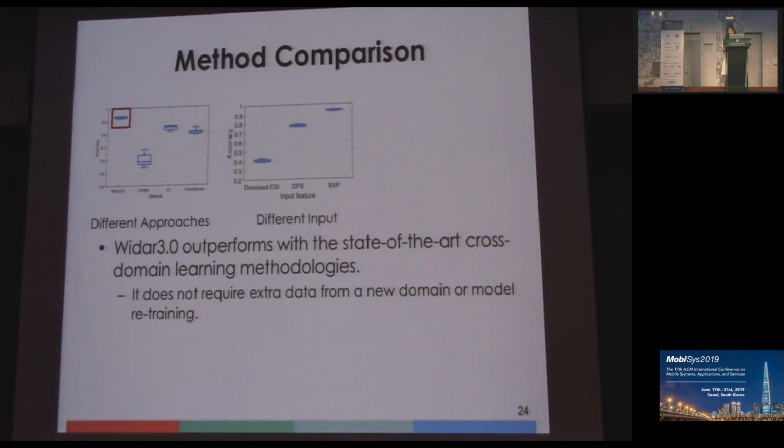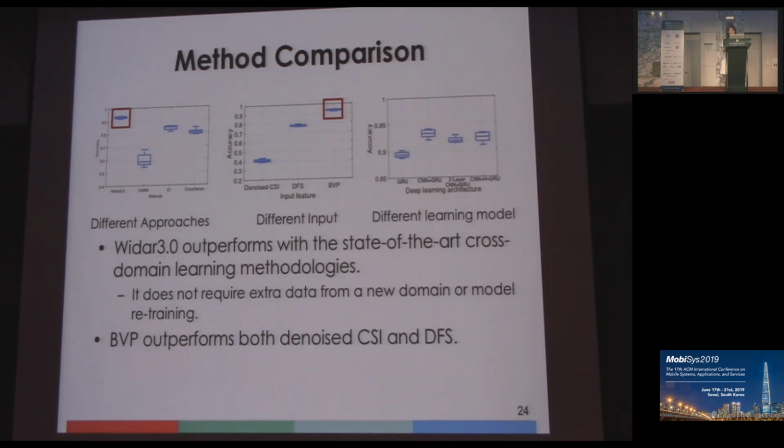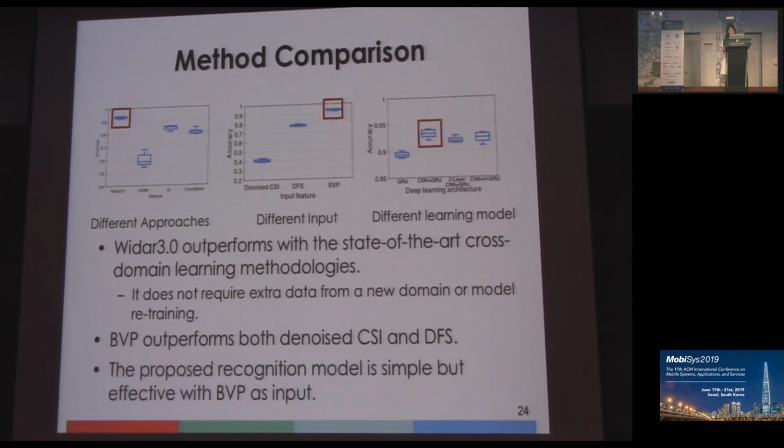And we also compare the cross-domain accuracy with different input fed into the upper recognition model. Just as we have shown, BVP outperforms both CSI and DFS, and it is a domain-independent feature. The last figure compares the accuracy with different recognition models. We find that our model, CNN plus RNN, exhibits comparable accuracy with more complex models. Therefore, we believe it is effective with BVP as input.